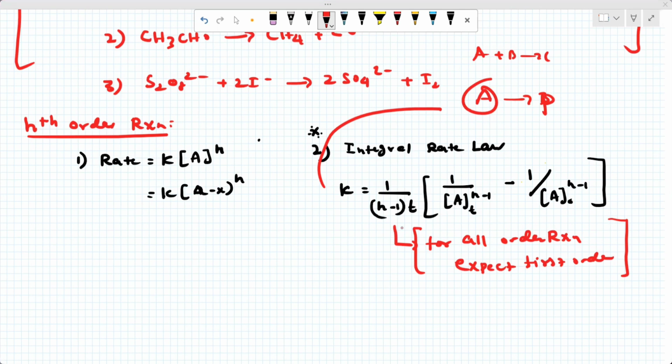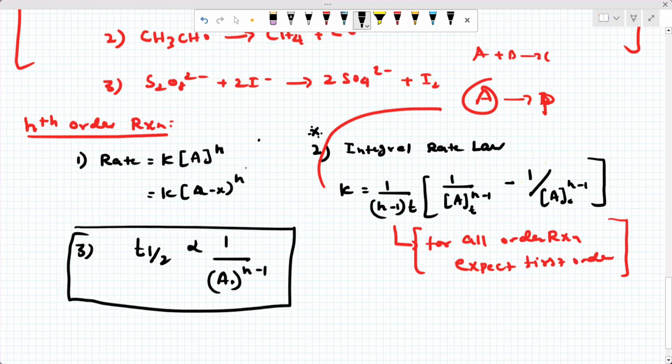Very important. Now what about the half-life? I discussed it already offline, right? The half-life t half is proportional to 1 by A naught power n minus 1. This is an important piece, the general formula for all order reactions. By using this t half formula, we can tell whether t half is directly proportional to concentration, inversely proportional, or independent. Theory-based questions we can explain using the simple t half relation. This is very important.